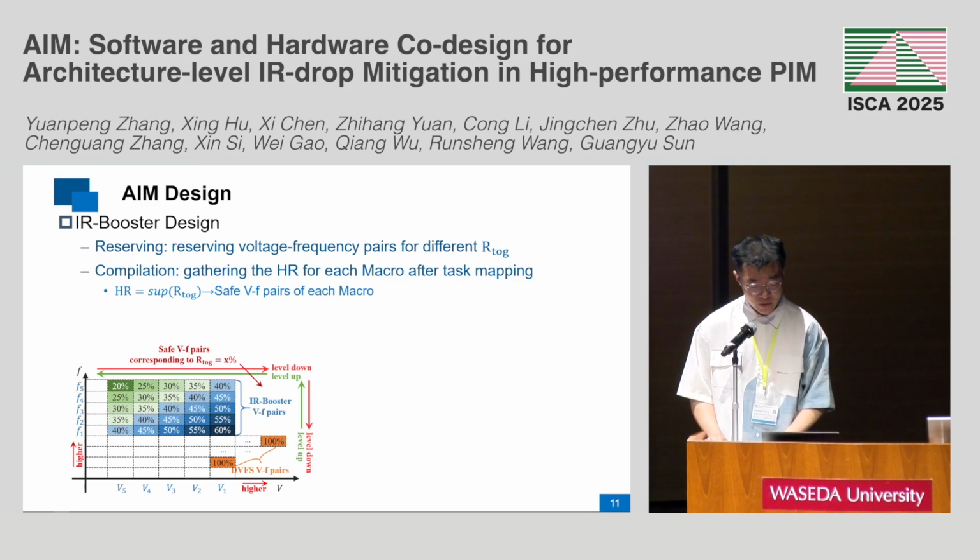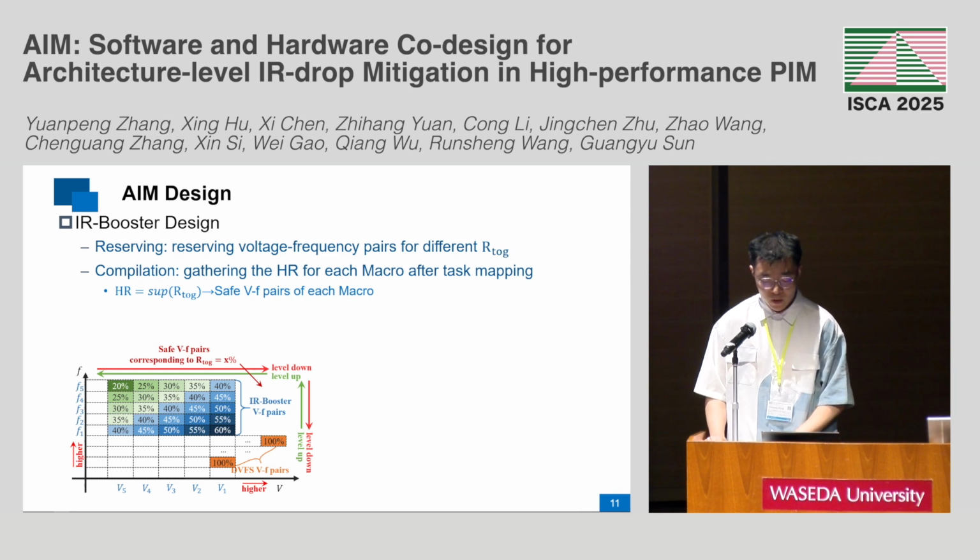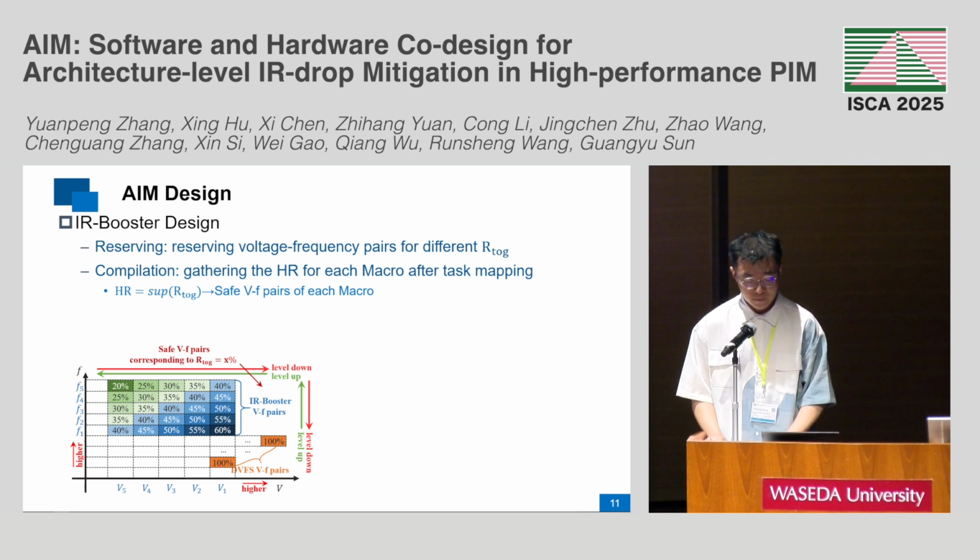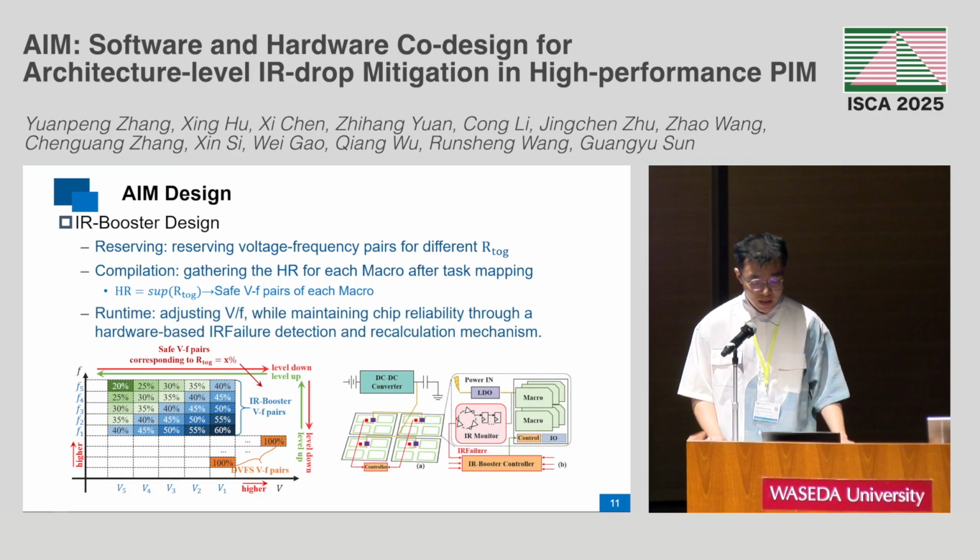Since Hamming rate represents the upper bound of R toggle, the safe VF pair for each task is determined during preprocessing. At runtime, IR booster can aggressively adjust the voltage and frequency, while maintaining chip reliability through a hardware-based IR failure detection and recalculation mechanism.